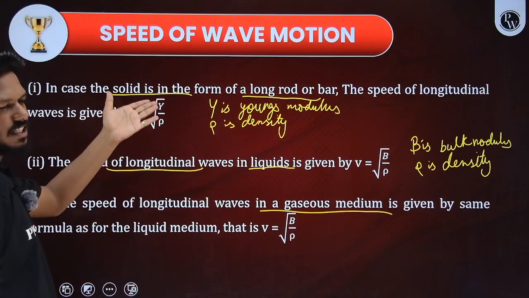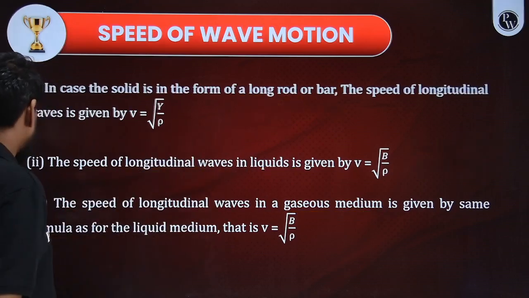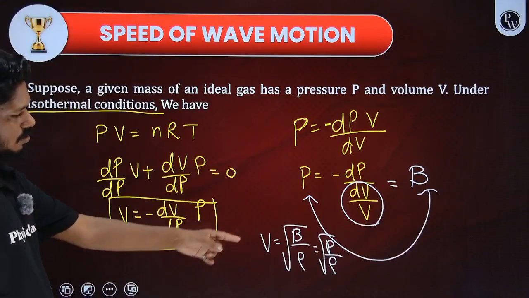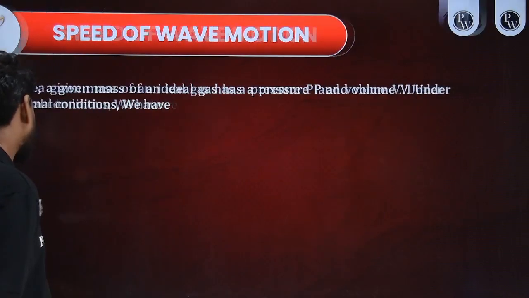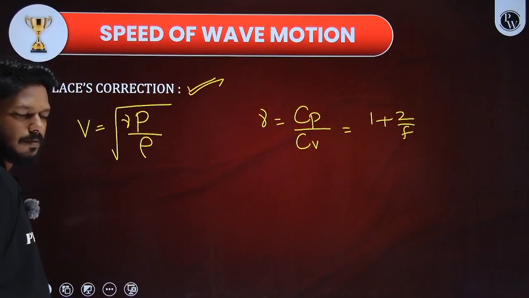In case of solid, it is Young's modulus by rho. For liquid or gas, it is B by rho. This B can be rewritten as pressure, so we'll be getting pressure divided by rho. And for Laplace correction, just include this gamma. Okay.